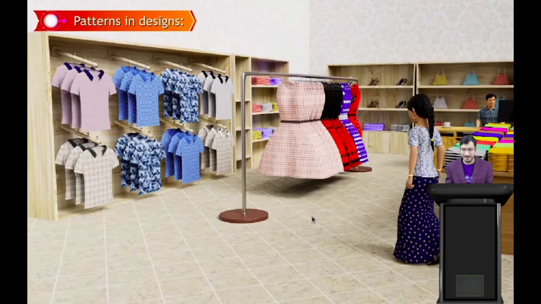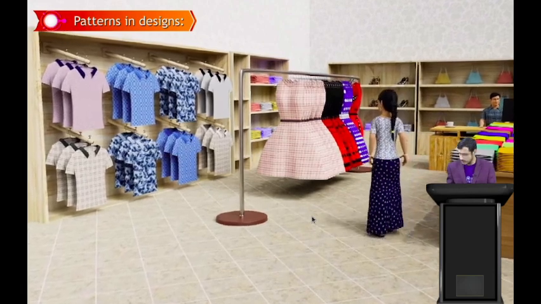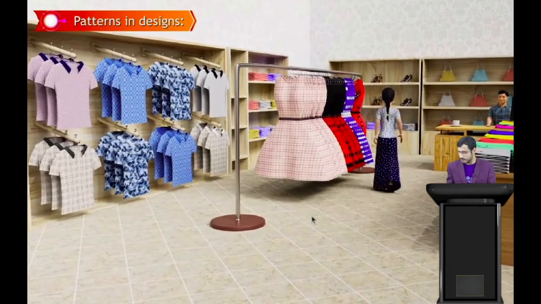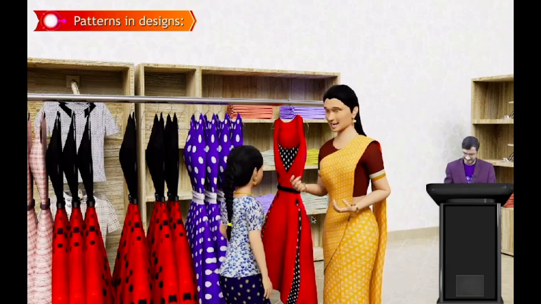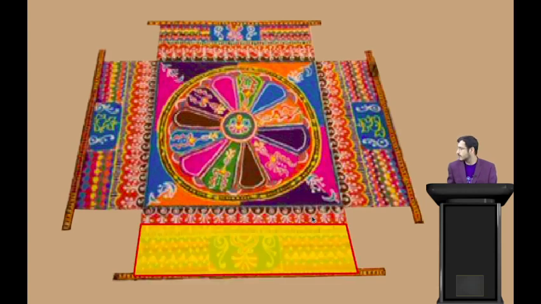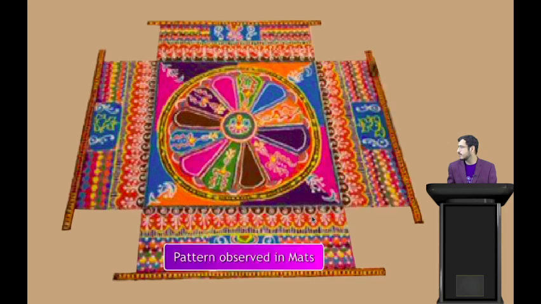Yes, patterns in designs. You can see here the superstore. So you can see the dress here, some pattern here. Now here the patterns in a mat. You can see the pattern observed on the mat.